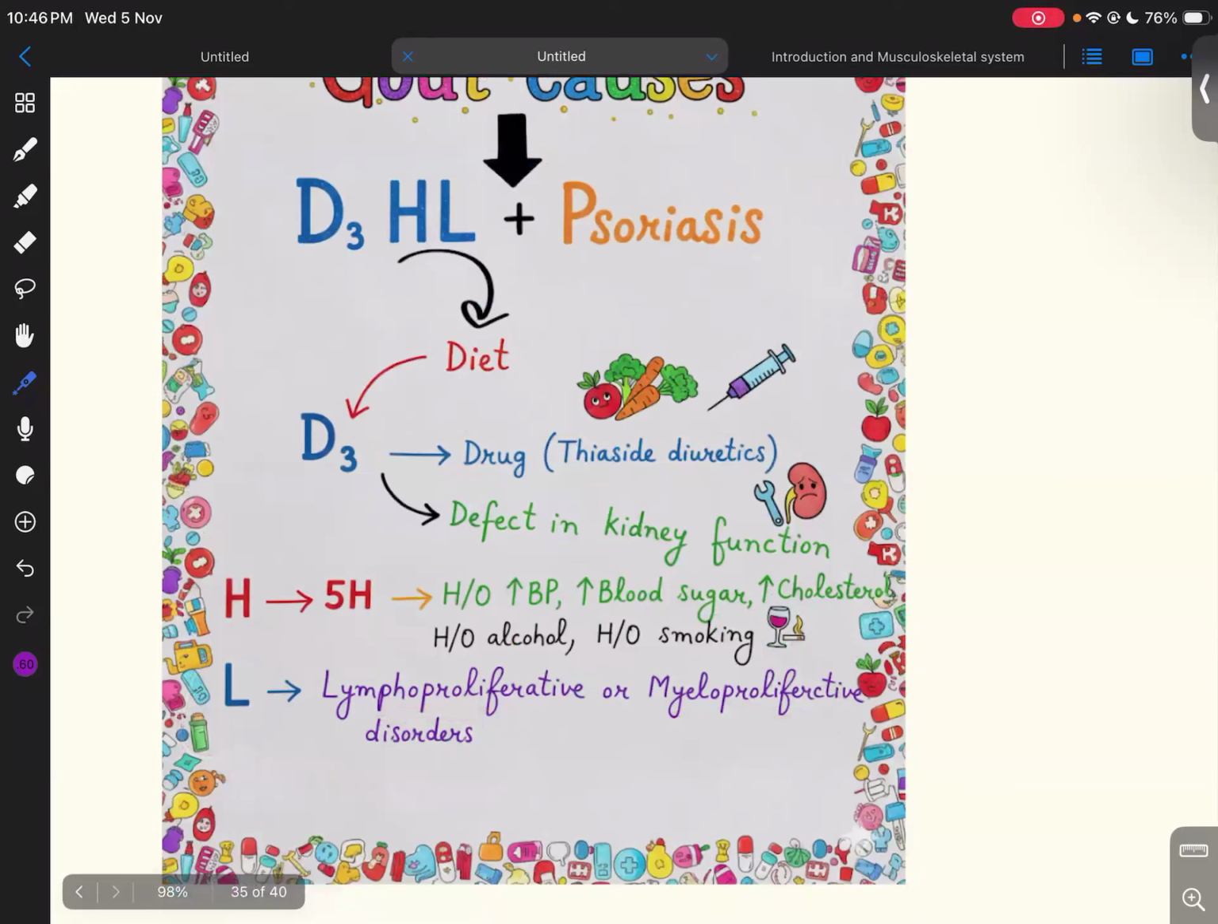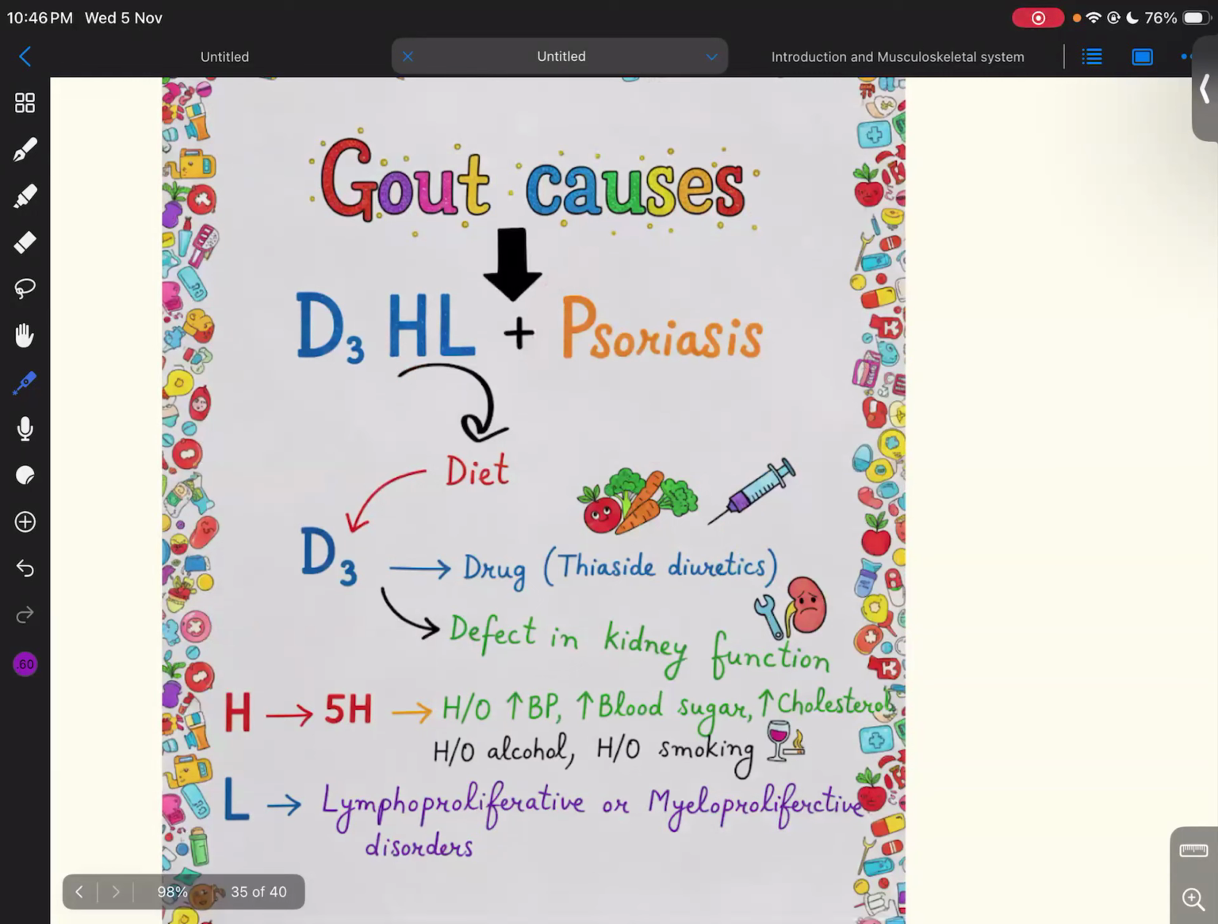To rule it out, just ask the triple L. That is loss of weight, loss of appetite, lumps and bumps in the body. Then the last cause is psoriasis. So by asking these questions, you can rule out gout. This is the mnemonic to rule out gout. That is D3HL plus psoriasis.